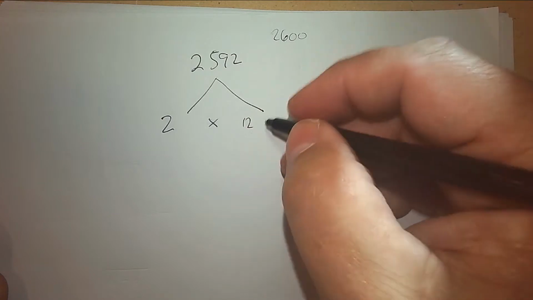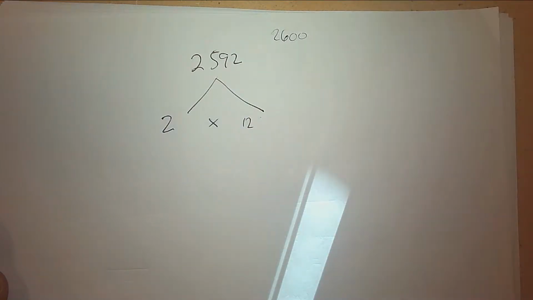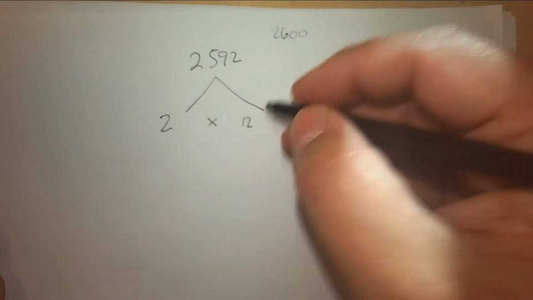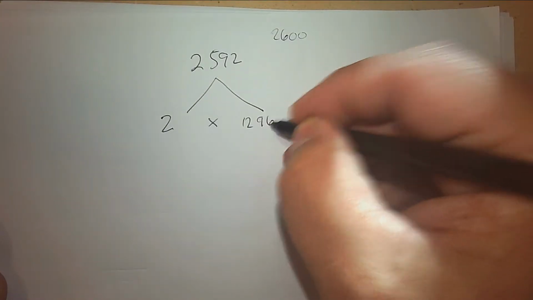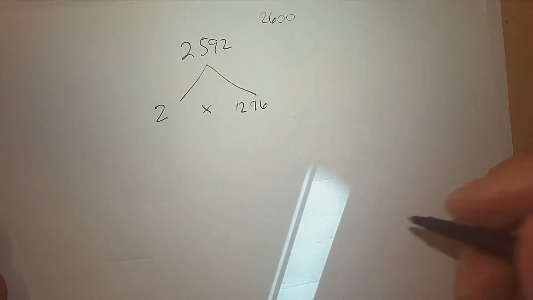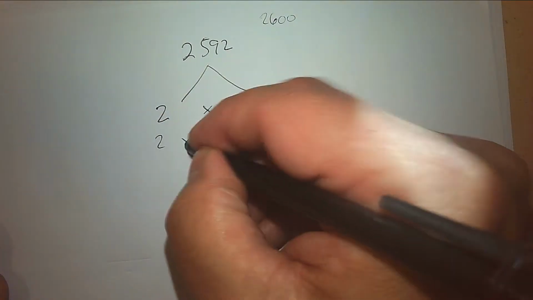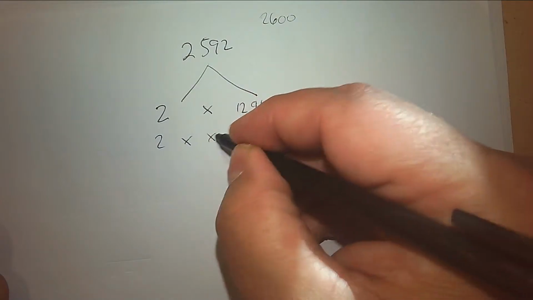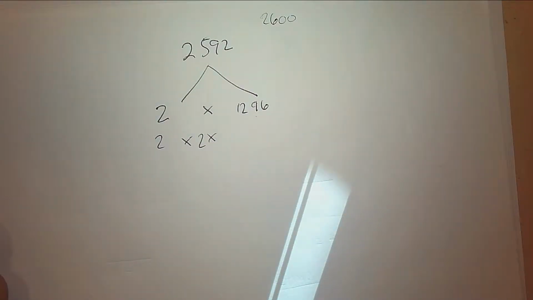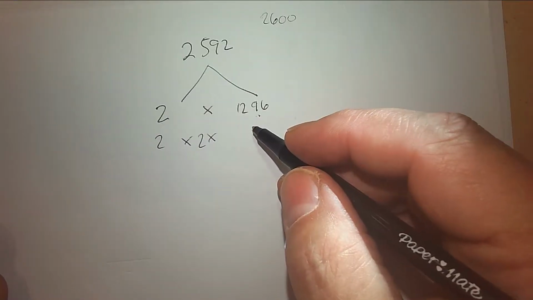So, did I hear it? Is it 1296? Or it's... huh? 1296, right? Now, let's say again, 1296. What's half of 1296? Half of 1296. Any ideas?